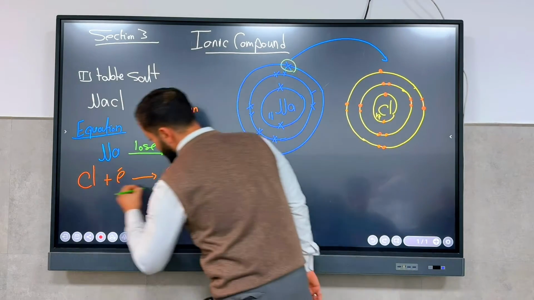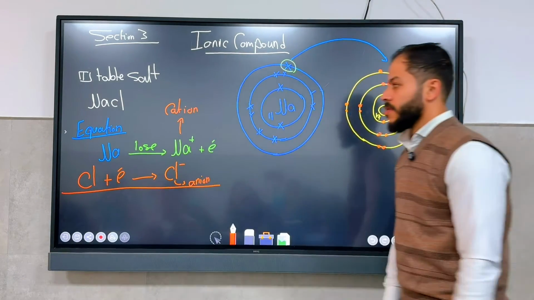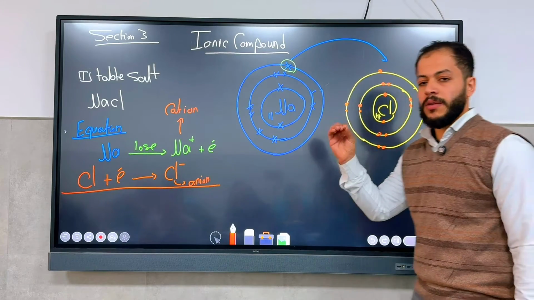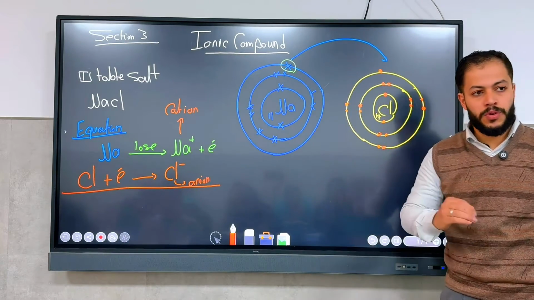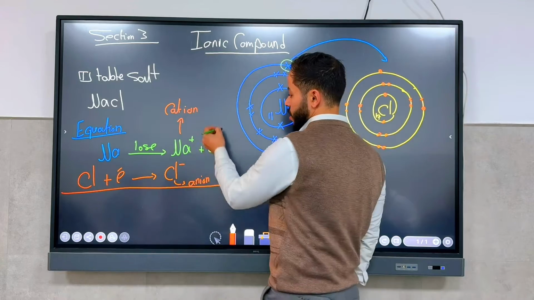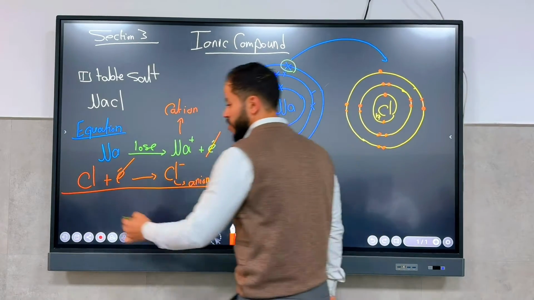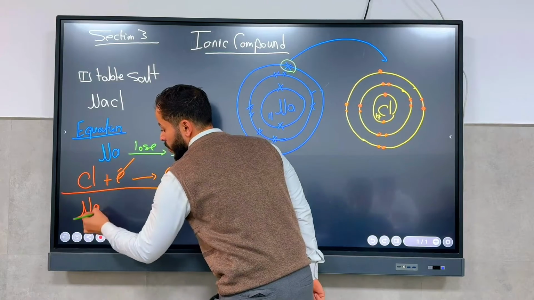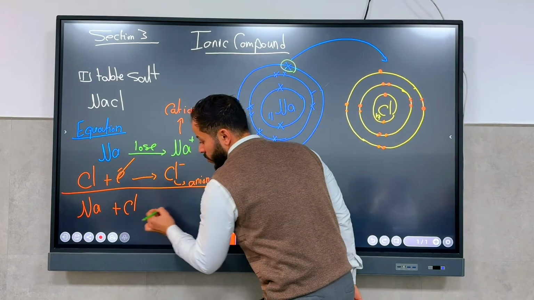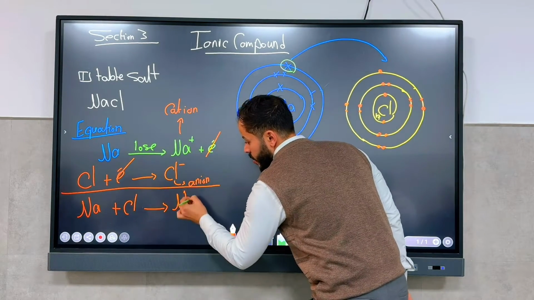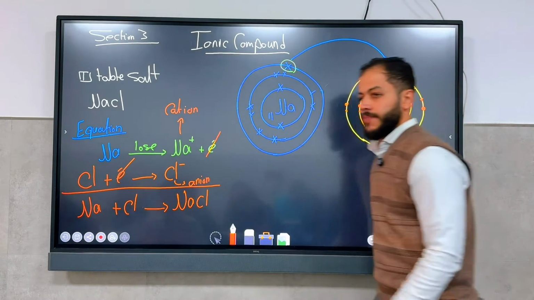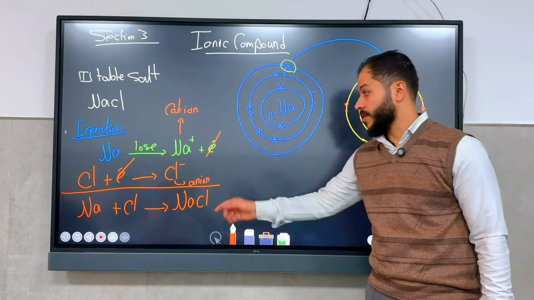So the total reaction, and this is the question here, how does the chemical bond form, or how does the ionic bond form? In the total reaction, these electrons will cancel the other electron, and the charges will be neutralized, forming sodium atom plus chlorine atom to form NaCl, a solid ionic compound, sodium chloride.